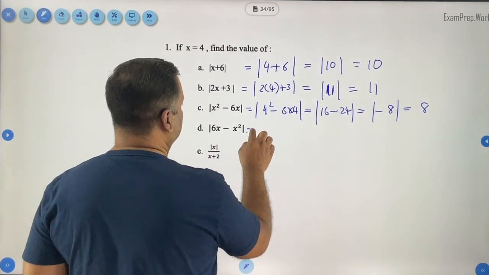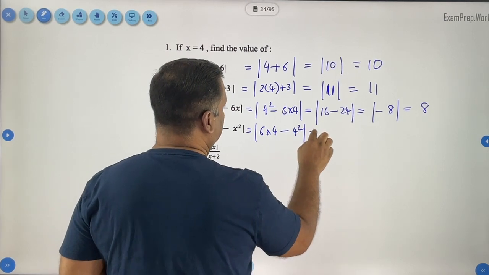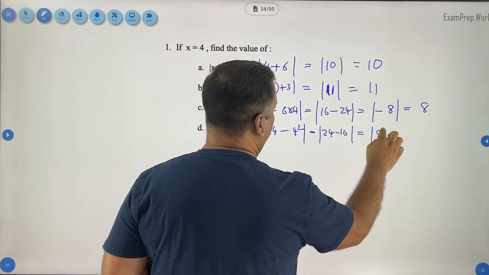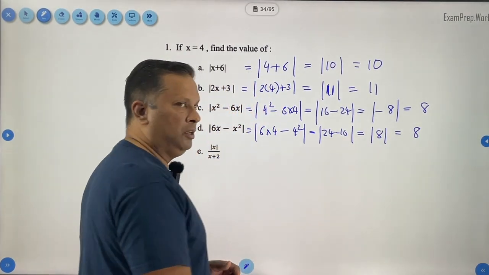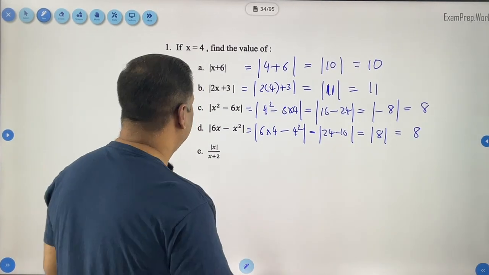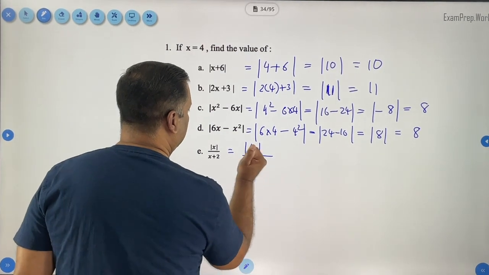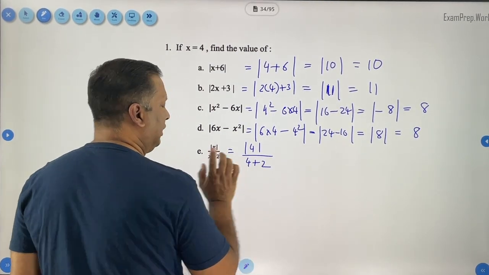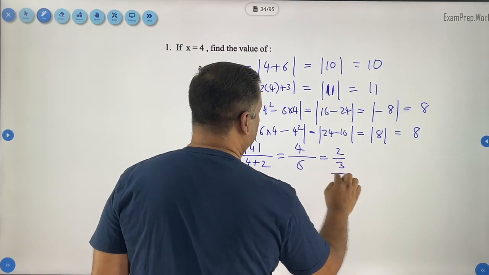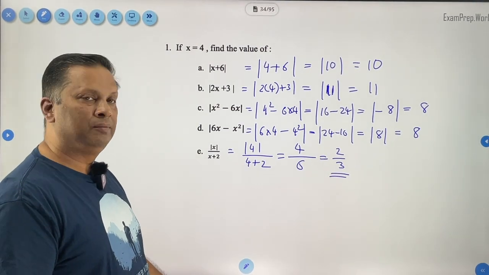Now here 6 times 4 minus 4 square, this is reverse, so it is 24 minus 16, answer is mod of positive 8, which is also 8, isn't it? Fun to do, right? Very simple. Now here mod of 4 divided by x plus 2, because x value is 4. So mod of 4 is 4, 4 divided by 6, answer is 2 upon 3. So all answers done. Let's do further.